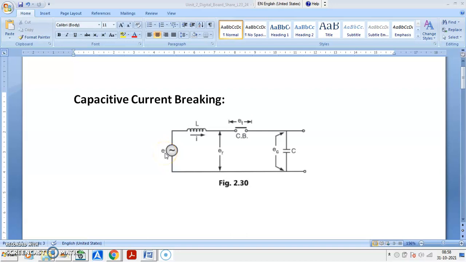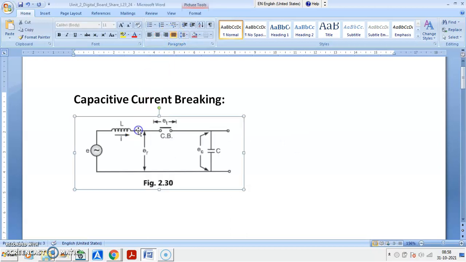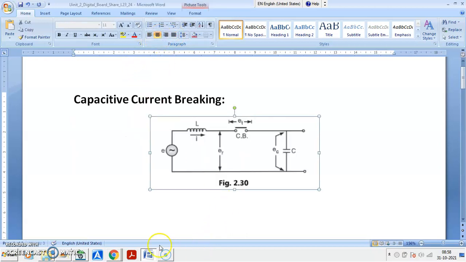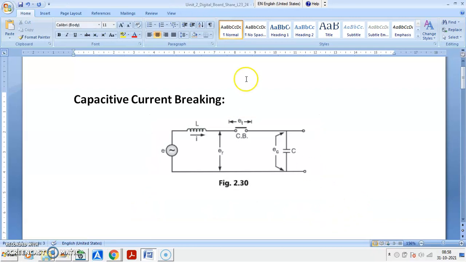The effect of current chopping can be reduced, or the voltage effect of the current chopping can be reduced. So this is capacitive current breaking. Capacitive current breaking, a simple circuit is shown.